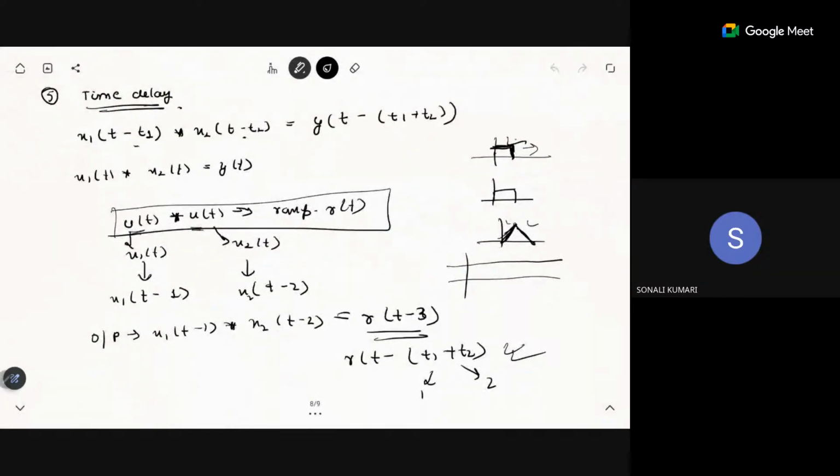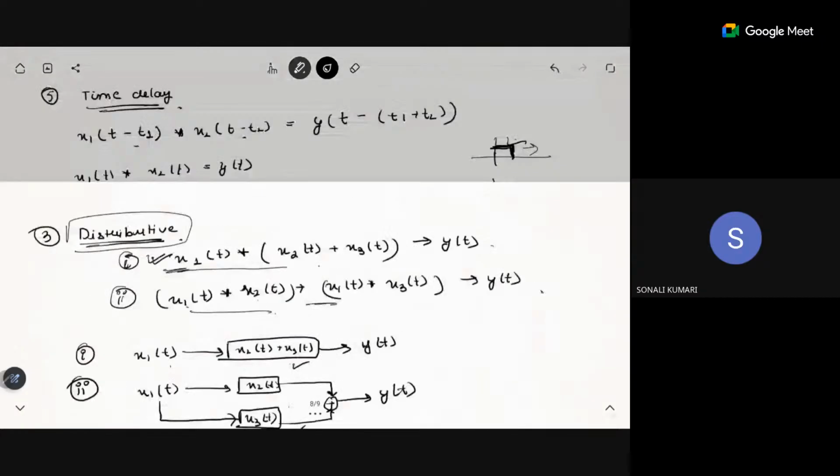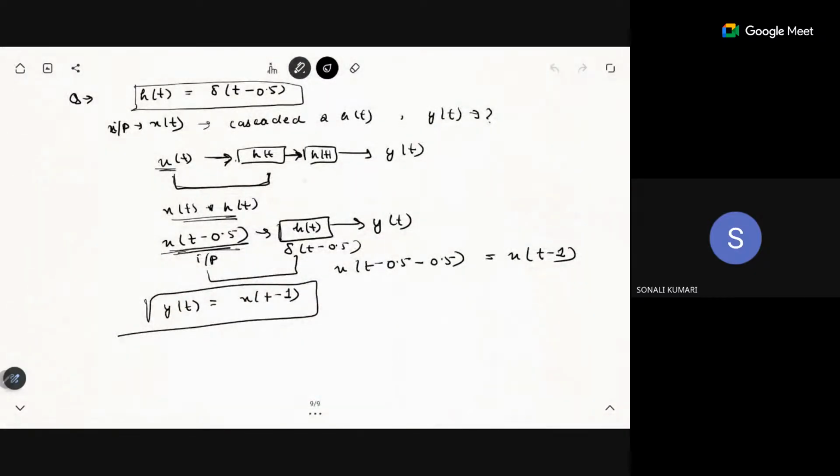So when you do that, that is the lengthy process. But we are doing this through the property that I just told: x(t) convolved with delta(t minus t naught) gives x(t minus t naught). So we are directly applying this property over here. So x(t) convolved with h(t).